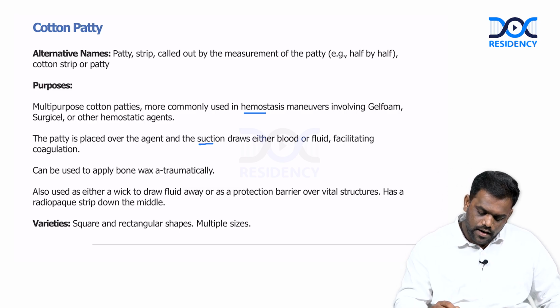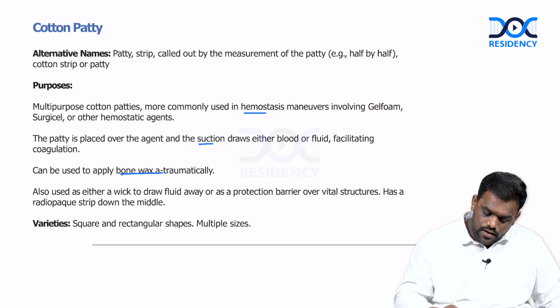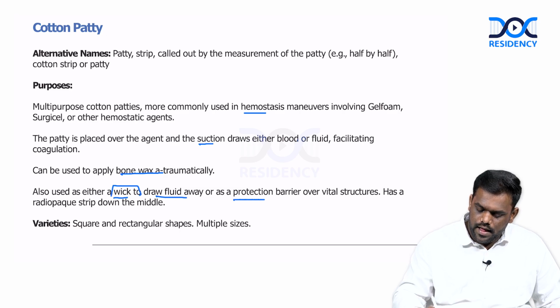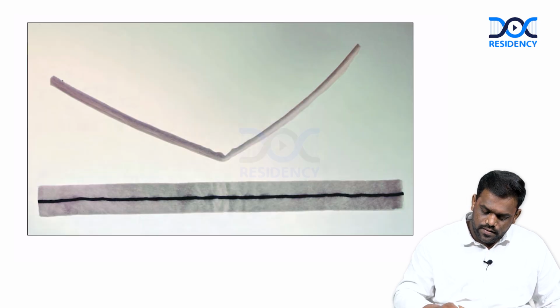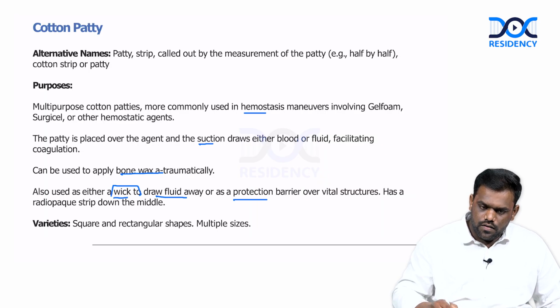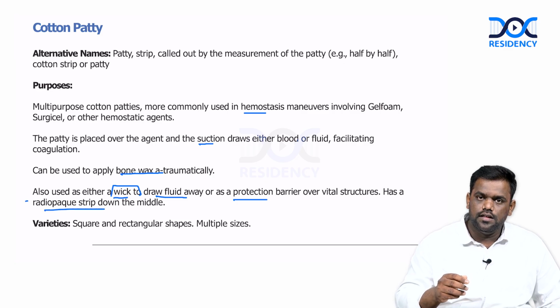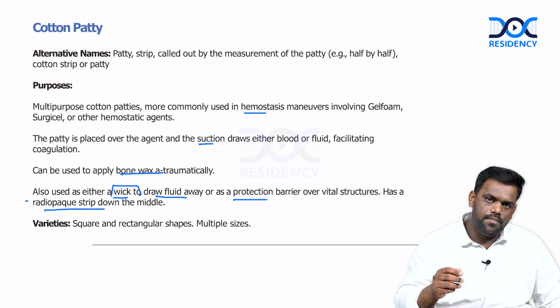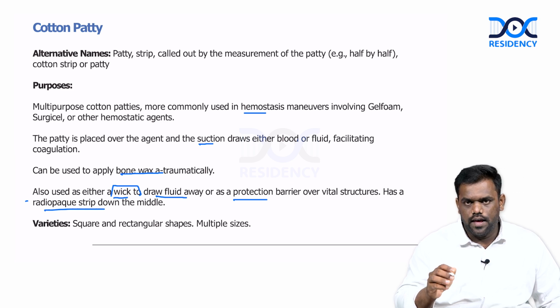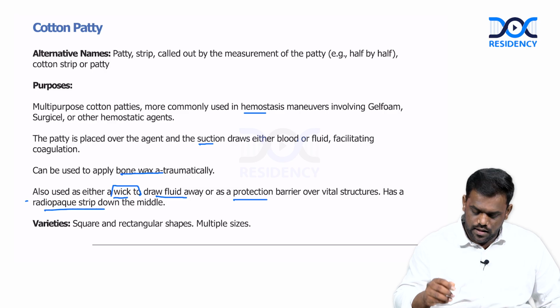It can be used to apply bone wax atraumatically, and it is also used as a wick, what I have told before, to draw fluid away, or as a protection barrier over vital structures. It has a radiopaque strip down the middle. See, this is a radiopaque strip. So we can also check, if we have to keep some patty inside, that we can make it out by using the radiopaque material.